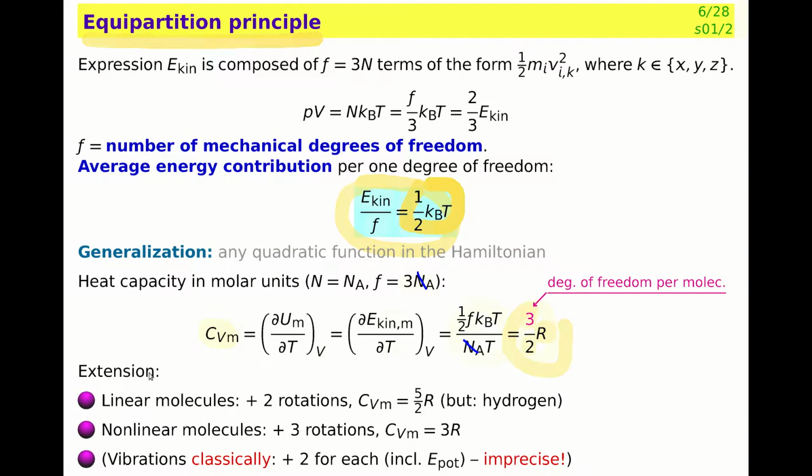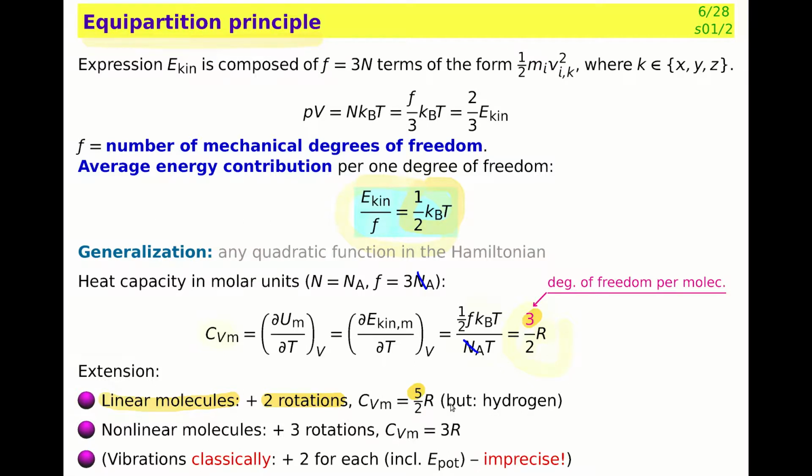This formula can be extended, for example, for linear molecules. Here, in addition to 3 translations of a point mass, we have 2 rotations. If a molecule is linear, we have 2 angles to get its axis. So it's the same as when we need 2 coordinates to get a position on Earth, on a sphere. It means that for linear molecules like nitrogen, instead of 3, here will be 5.